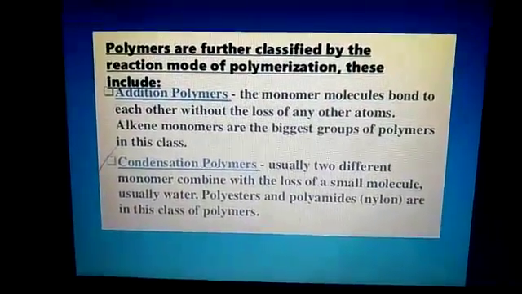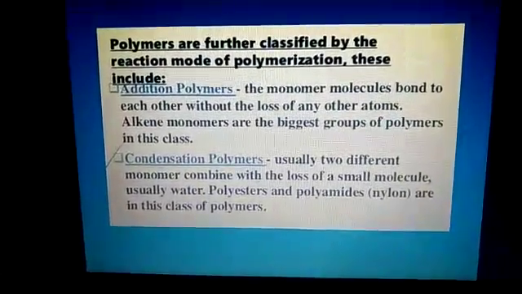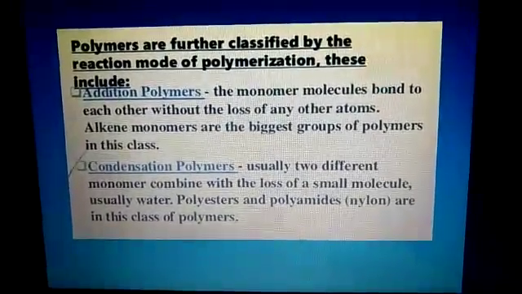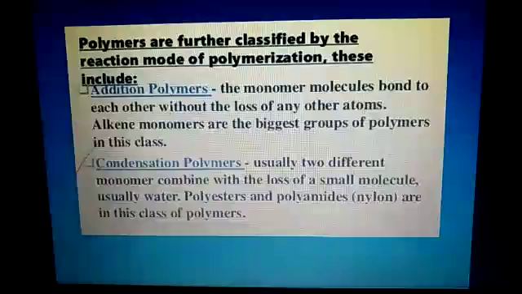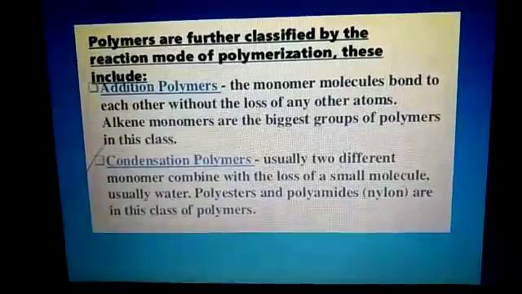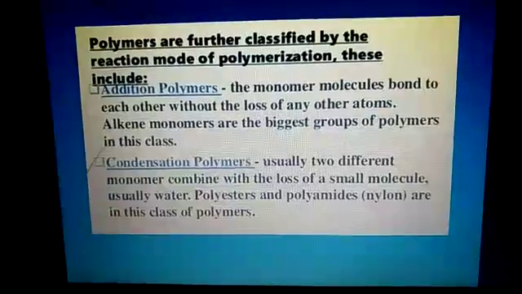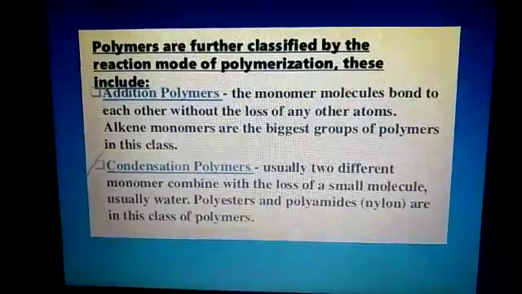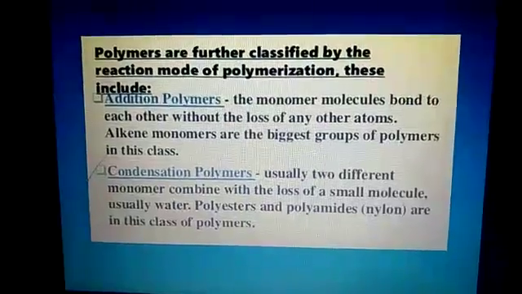Now the fourth classification is the classification of polymers on the basis of the mode of polymerization. First is addition polymers and second is condensation polymers. Now in addition polymerization, polymers are formed by the repeated addition of a large number of same or different monomers possessing a double bond or triple bond, and the process by which addition polymers are formed is called addition polymerization. Example: ethene changes into polyethene, propene changes into polypropene.